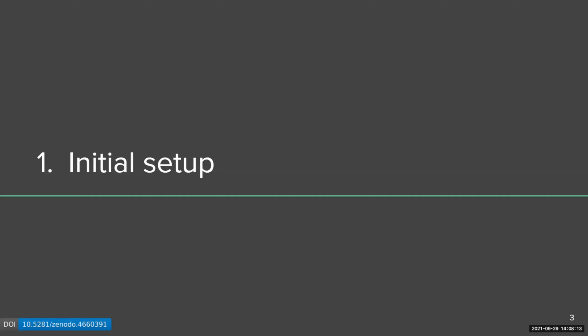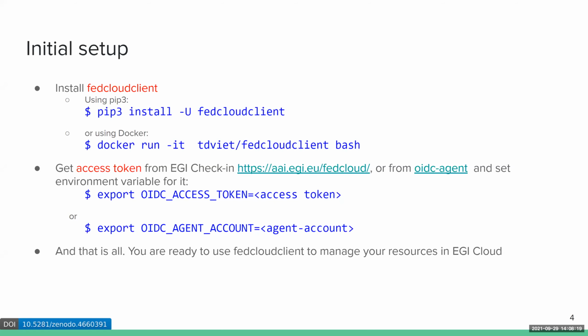First, I would like to introduce how to set up the client. The setup is very simple. Just one command. You can choose to install the FedCloud client via pip. It means pip install fedcloudclient. Or you can just use the Docker container. It's already created. It means docker run and the Docker container.